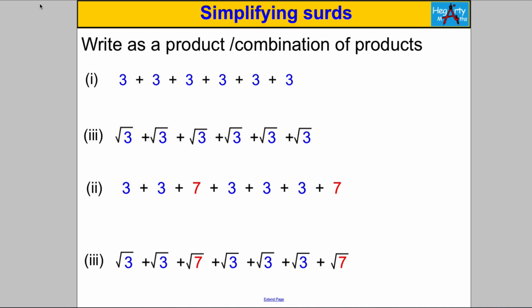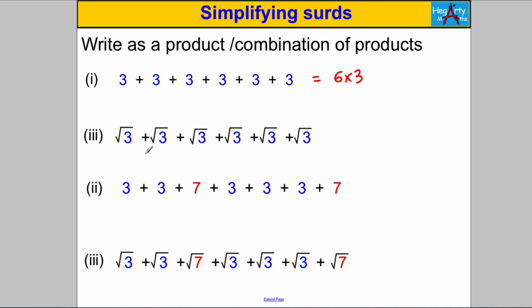So to start with, I want us to link to a previous idea that we know about multiplication and repeated addition. If we were asked to write the following as a product or a combination of products, i.e. multiplications, how would you write 3 add 3 add 3 add 3 add 3 add 3? Well, you would write it as 6 lots of 3. 6 multiplied by 3, wouldn't you?